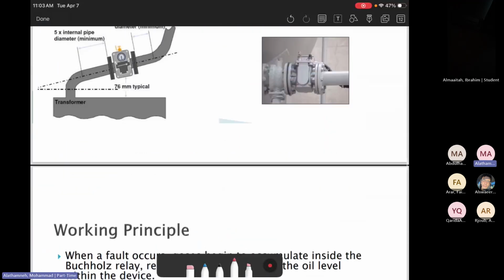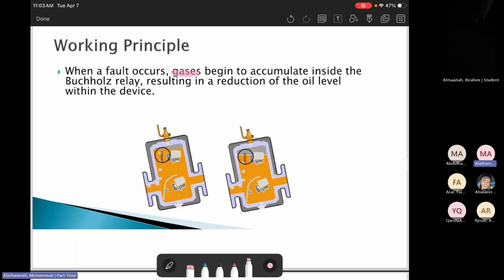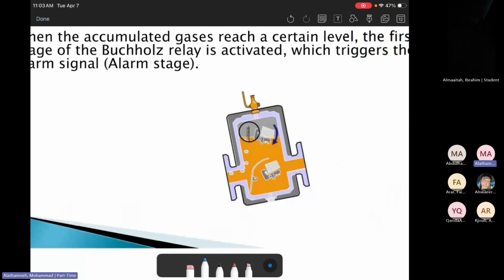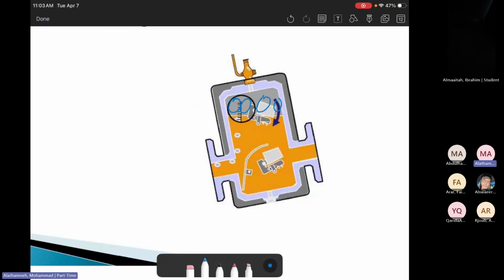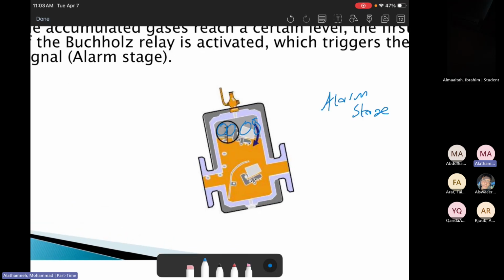So again, the Buchholz relay: when faults occur, some gases begin to accumulate inside the Buchholz relay, which causes the oil level to decrease. So you'll see here the start of some gas formation, then there will be more gas, more and more gas. So the fault continues, then more gas. Here it will be the alarm stage, because there will be more gas pushing the oil down.